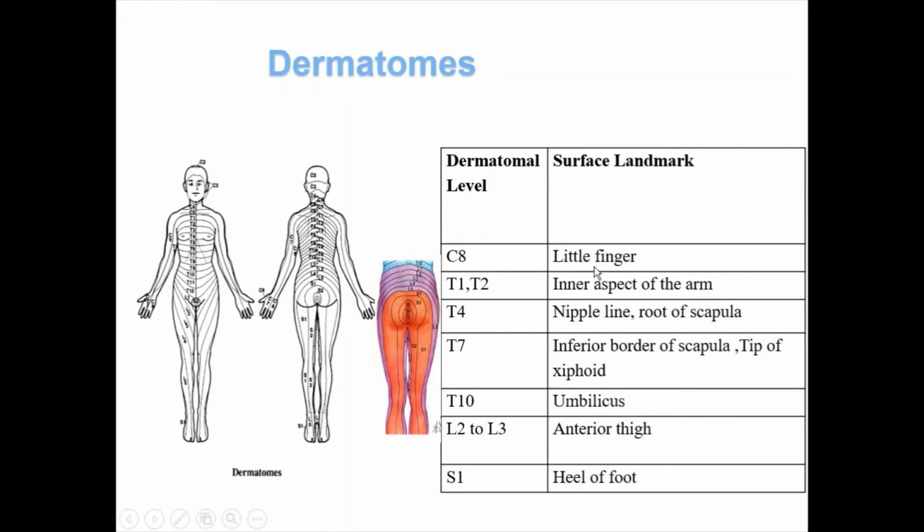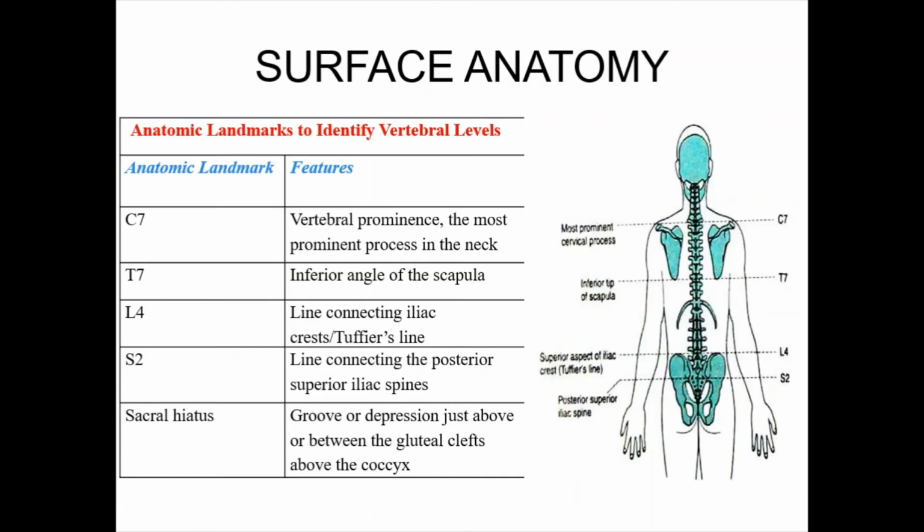Let us go on with dermatomes. Dermatome for C8 is the little finger. T1, T2 is the medial aspect of the arm here. T4 is the nipple line or the root of the scapula. T7 is the inferior border of the scapula or tip of the xiphoid. T10, of course, is the umbilicus. L2 to L3 is the anterior thigh. S1 is the heel of the foot.